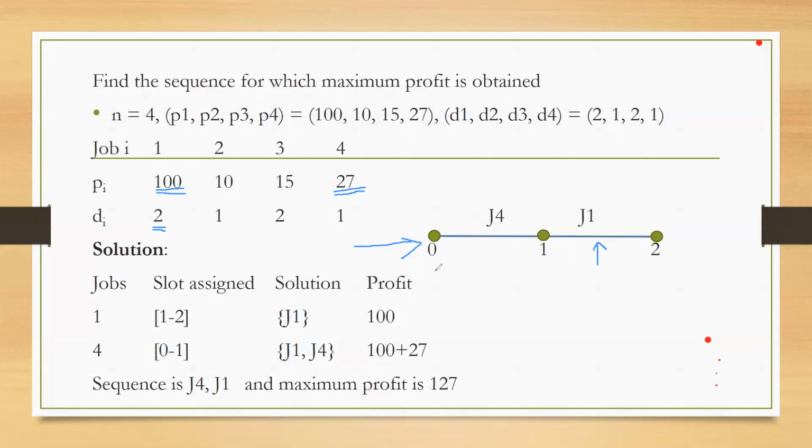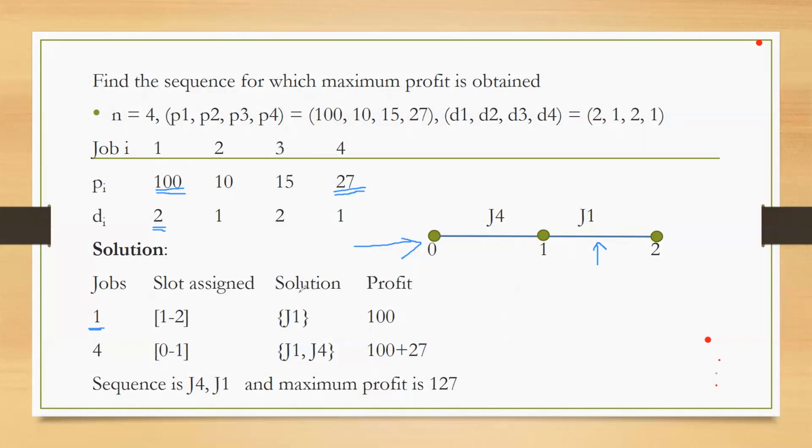Now we have to solve the same thing using the tabular method. So we have to put some columns: jobs is the first column, then slot assigned, the solution, and the profit. First, we consider the job with the highest profit, that is profit 100, job number 1. We take job number 1. Where to assign this slot? Since both slots are free, 0 to 1 and 1 to 2, we always take the last slot. So assign the 1 to 2 slot.